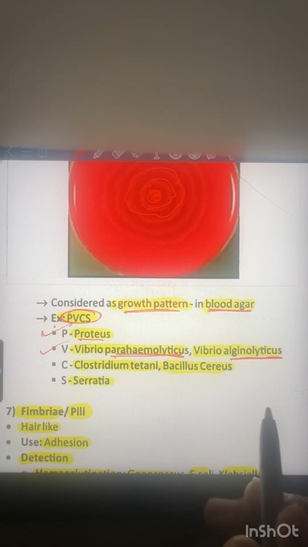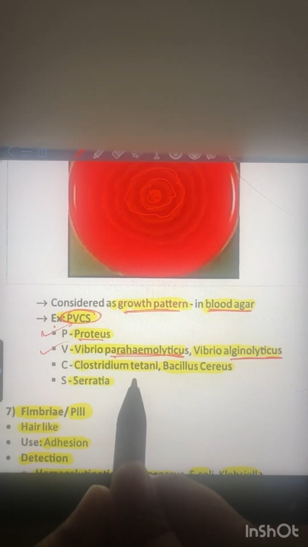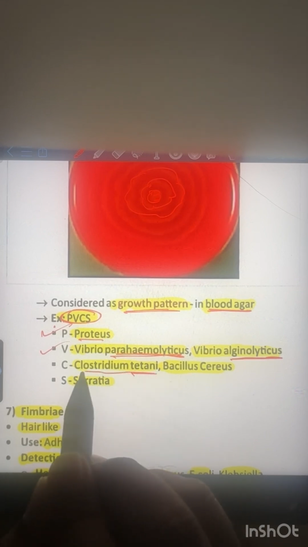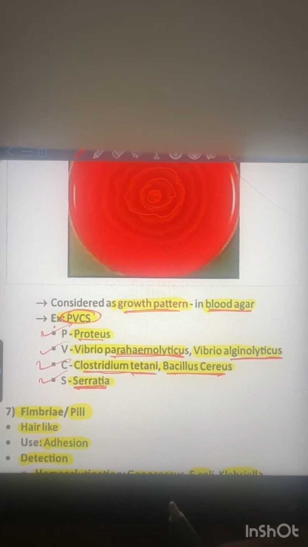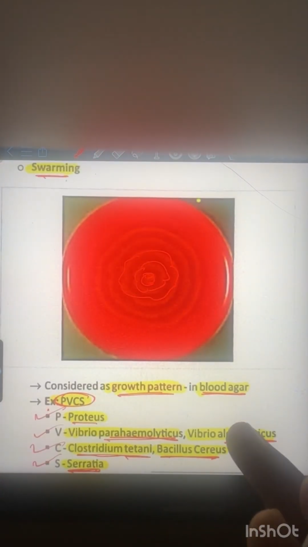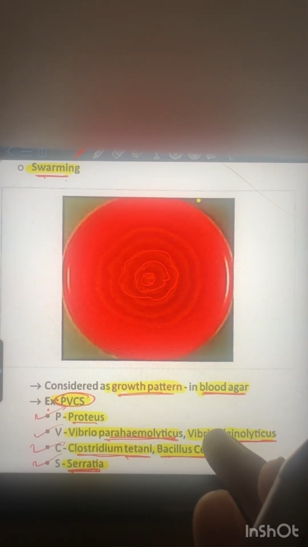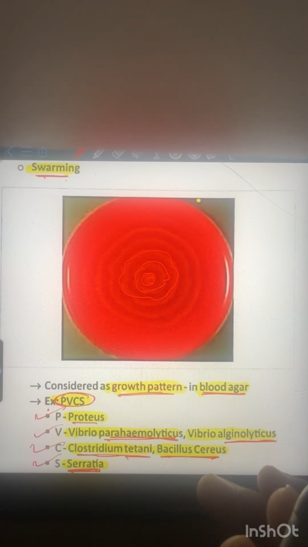C. One Clostridium, one Bacillus that starts with a C. So which Clostridium? Clostridium tetani. And which Bacillus starts with a C? That is Bacillus cereus. Finally, we have S for Serratia. These are all the organisms which are very famous for showing you the very, very sought after question, that concentric circles swarming. You learn it by the mnemonic PVCs. P for Proteus, VP for Vibrio parahaemolyticus and alginolyticus, C for Clostridium tetani and Bacillus cereus, and S for Serratia. These are the alphabets of PVCs that you have to remember, and a very, very important question for the exam.